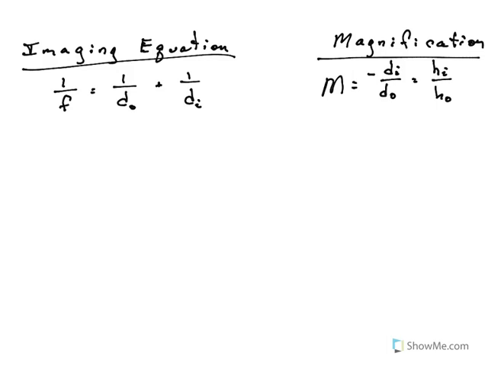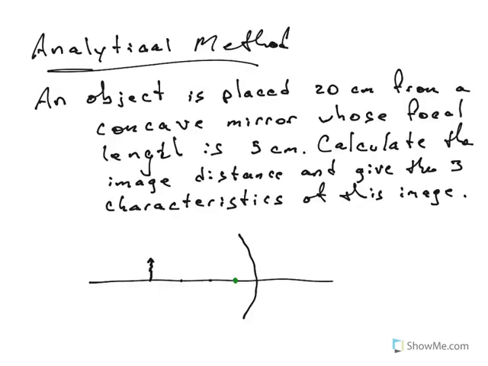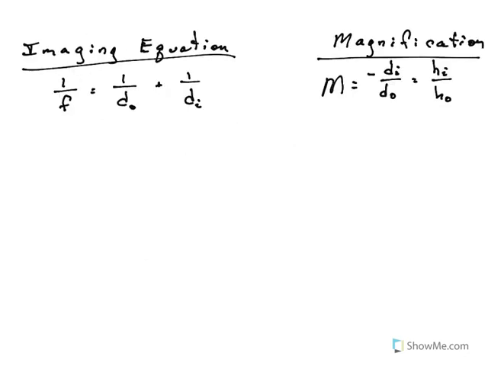So image height, object height, that means the size of the image and the size of the object. Image distance and object distance, that means the distance from the object to the mirror is called the object distance, and the distance from the image to the mirror is called the image distance. So with these two equations, we can get all the information we need about our particular problem. So let's get the information from our problem again. Our problem said we have an object that's placed 20 centimeters from a concave mirror. So we know object distance is 20.